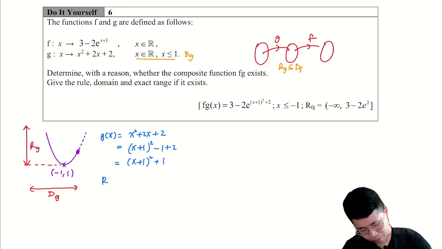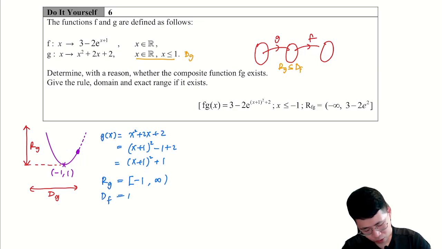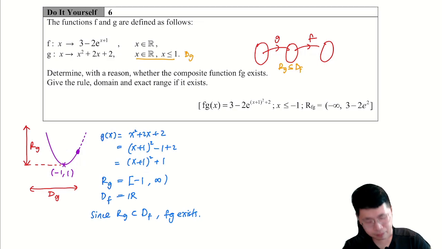So from this graph over here, the range of g starts from -1 up to positive infinity. And then the domain of f is the whole of the real numbers. So since the range of g is a subset of the domain of f, the composite function fg exists.